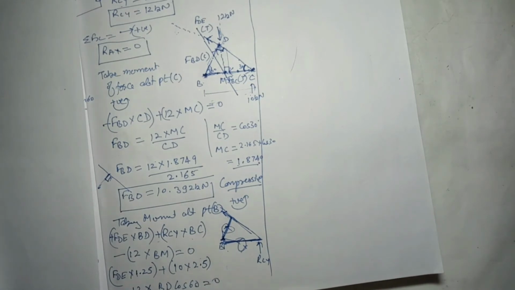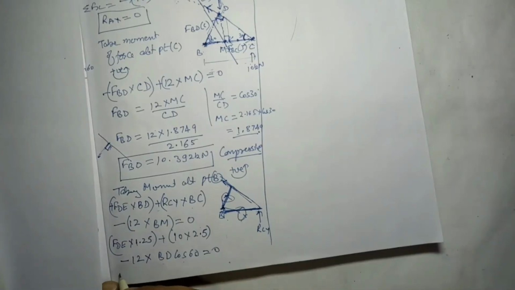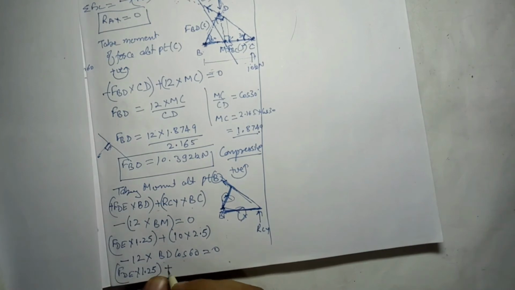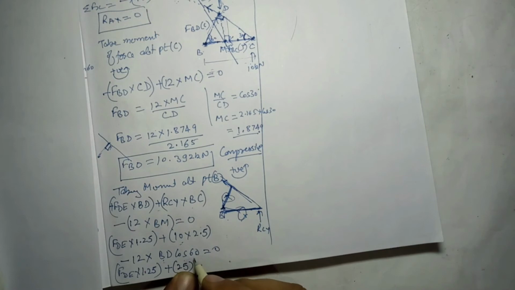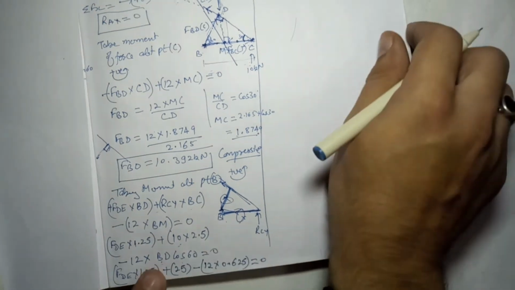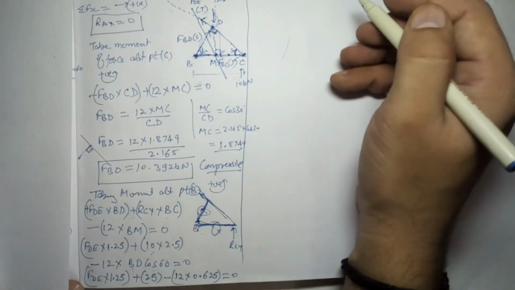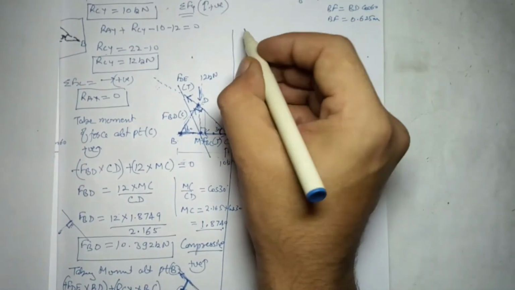Now when I fill the values, FDE we have to calculate, FDE into 1.25 plus, when I multiply it, I am getting 25 minus 12 into BD cos 60. We know the value of BD. When I fill the values, I am getting 12 into 0.625, that is equal to 0. Now we will sort this equation. We will solve this. I will write here now.